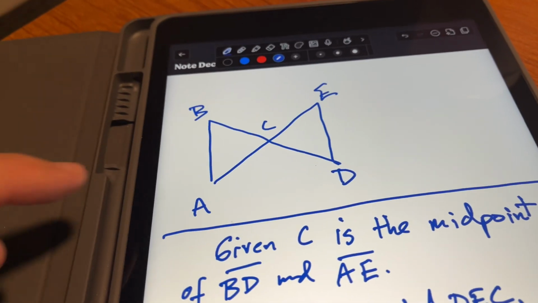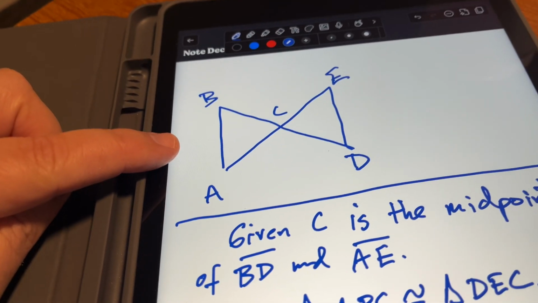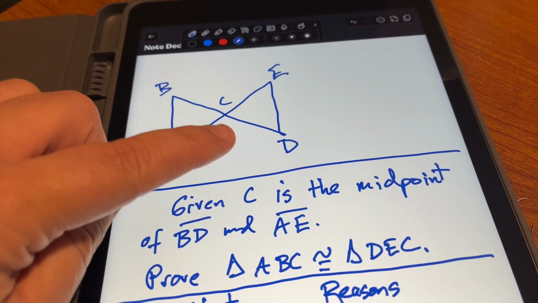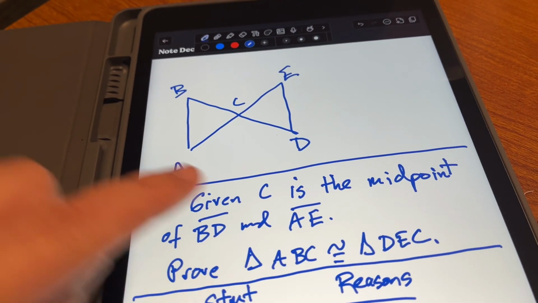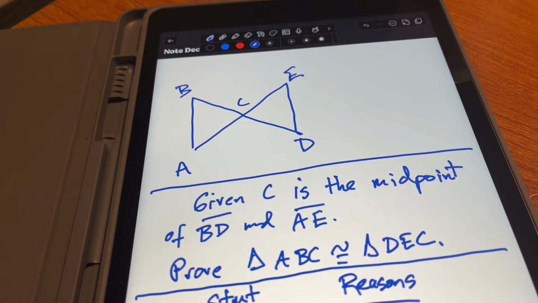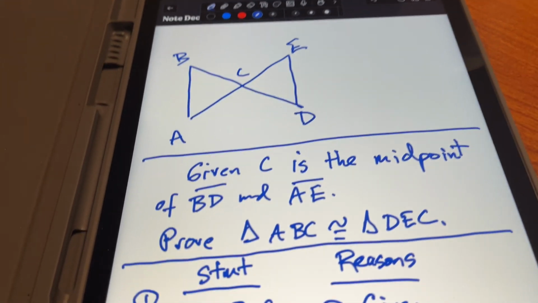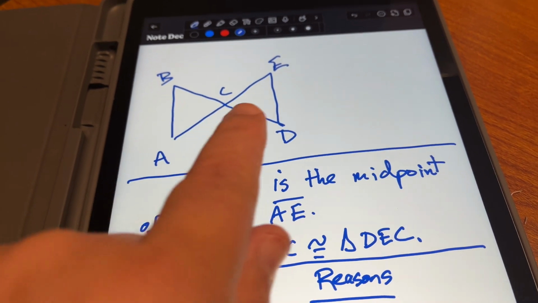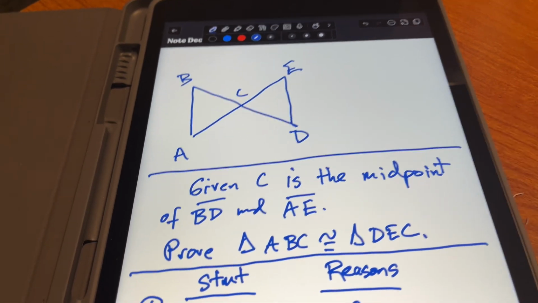Let's talk about a proof. Suppose you had a drawing like this, and you're given that C is the midpoint of BD, so C is the midpoint of BD and AE, so C is the midpoint of both of those. What we're going to do is to prove that the two triangles are congruent. So in other words, prove this triangle is congruent to that triangle with just that information.